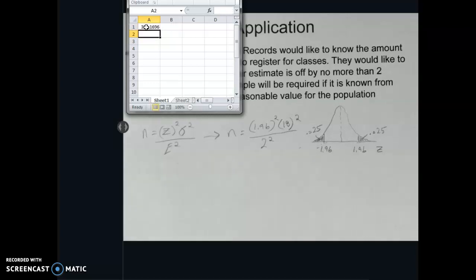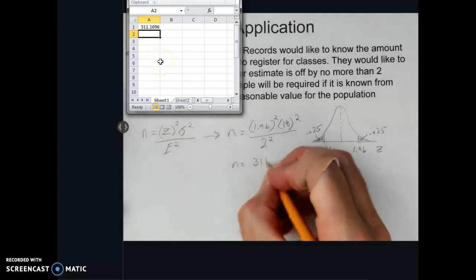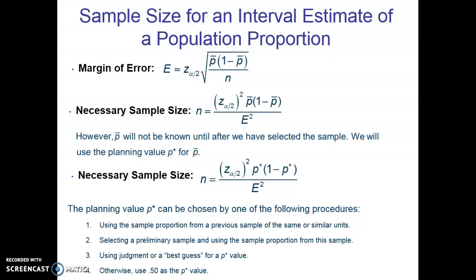Okay, and then hit enter, and the answer is 311. So n would be equal to about 311 people. Okay, next let's move on to the sample size for an interval estimate of a population proportion.